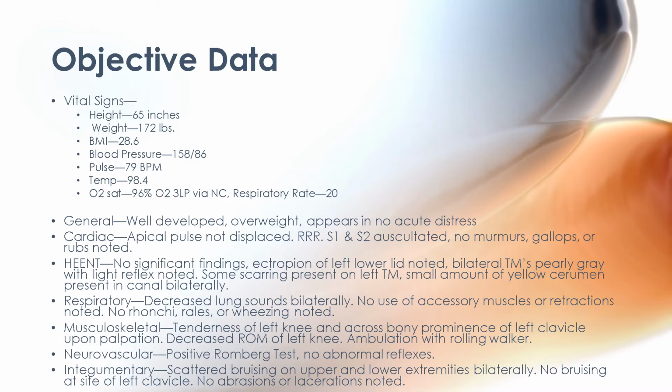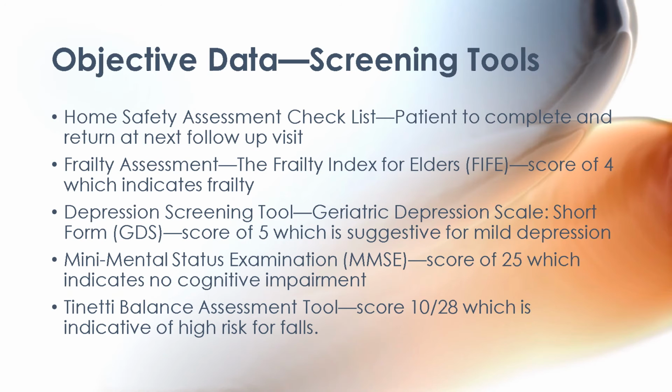Neurovascular, he did have a positive Romberg test, but had no abnormal reflexes. Integumentary, he did have scattered bruising on his upper and lower extremities bilaterally. There was no bruising at the side of left clavicle. No abrasions or lacerations were noted.